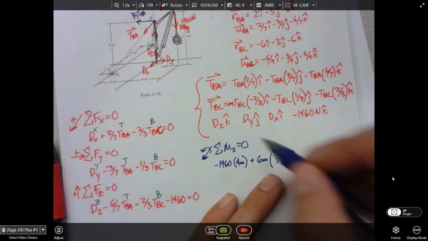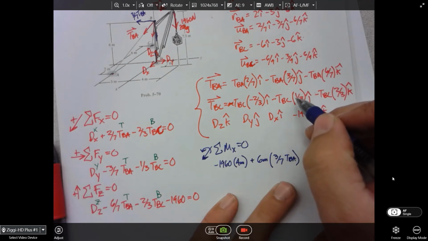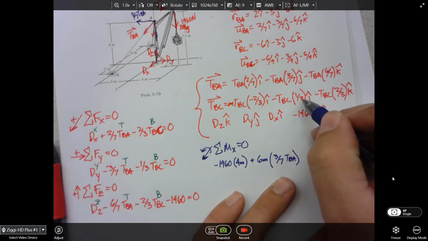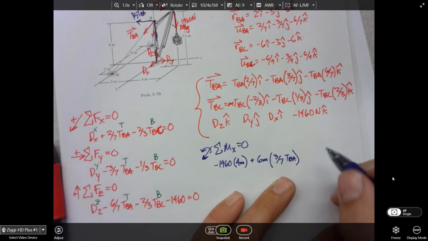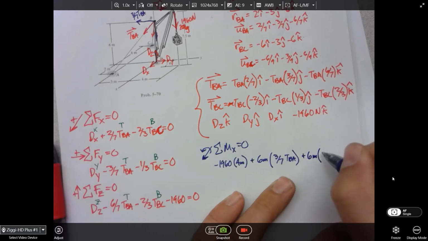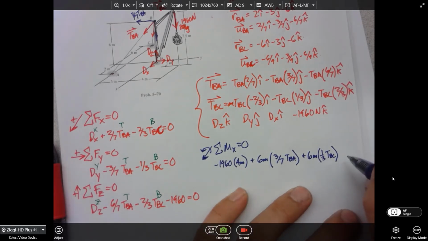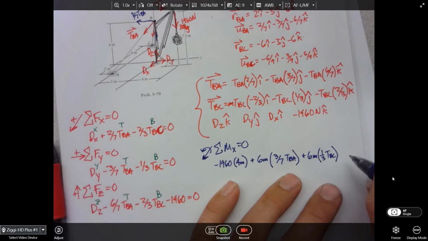So then we're also going to have the moment about the x. We're going to have some TBC in there. It looks like TBC has a 1/3 j, and it also is 6 meters. So 6 meters times 1/3 TBC. Anything else? Got that one. I think that's it. So that equals 0.